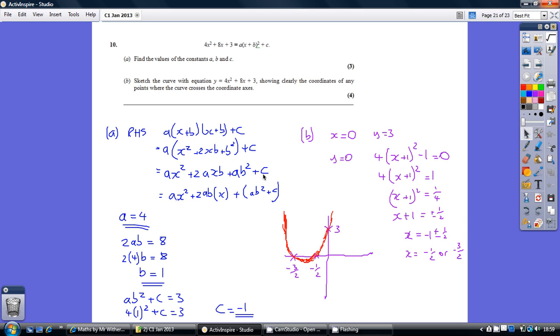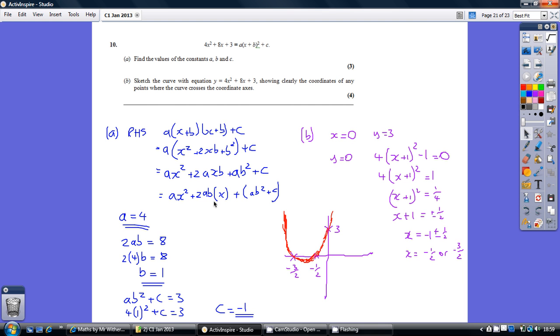And then I've gathered up the bits, so we've got a lots of x², 2ab lots of x, and our constant at the end is ab² + c. So comparing this with our left hand side, we've got 4 is the number in front of x², so a must be 4.